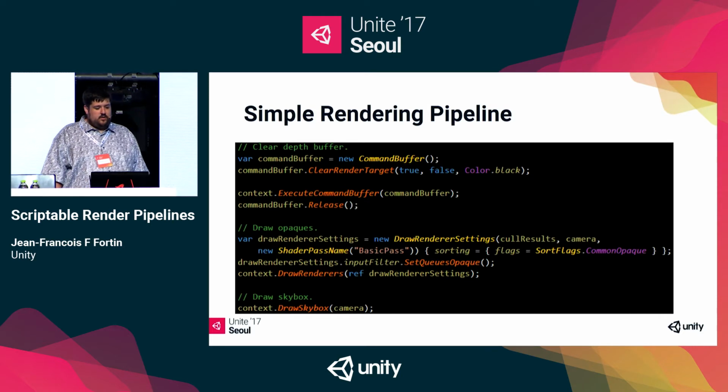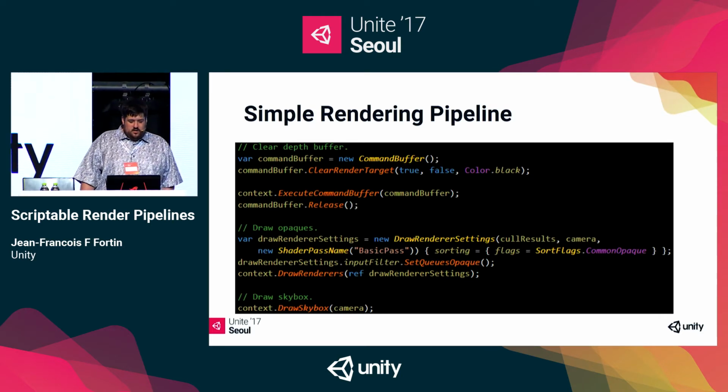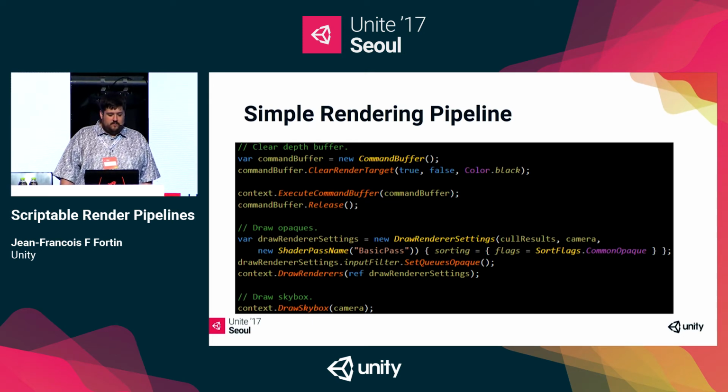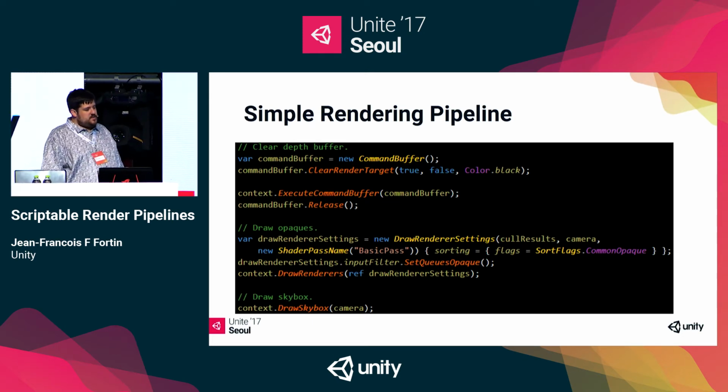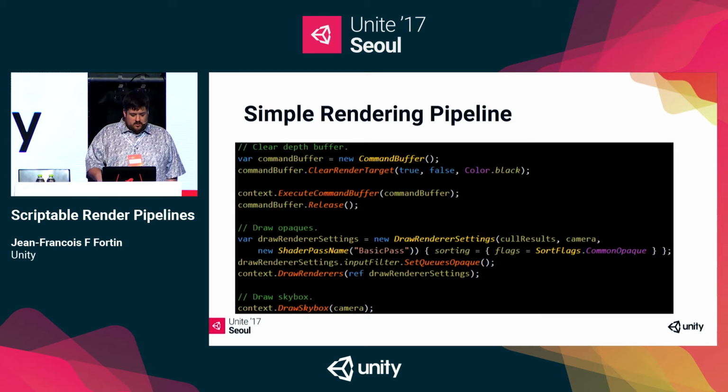So here's the rendering code. This was the code that was removed. First, we create a command buffer and start by clearing the render target. Then we can execute this since we don't have any other things to do. And then we release the object.